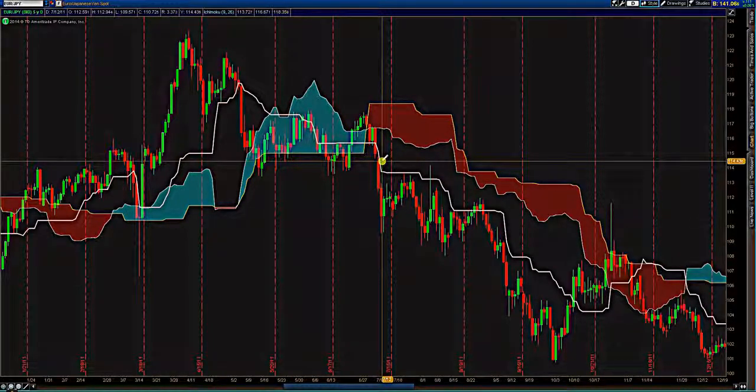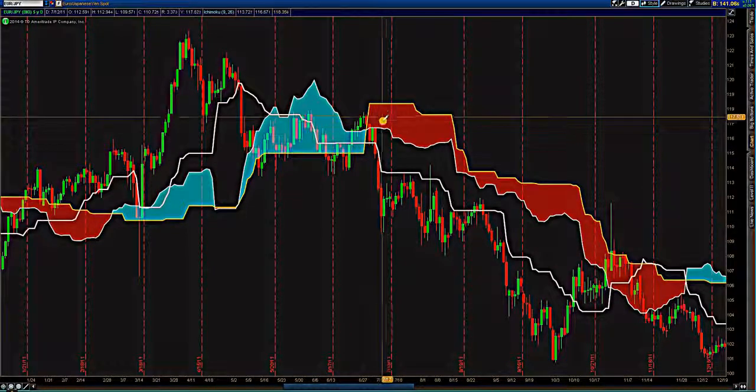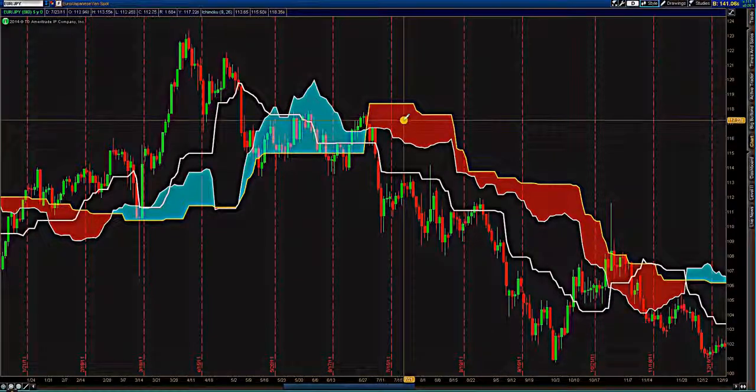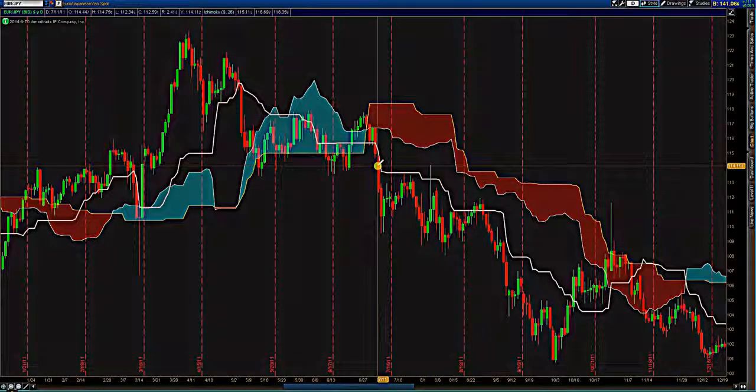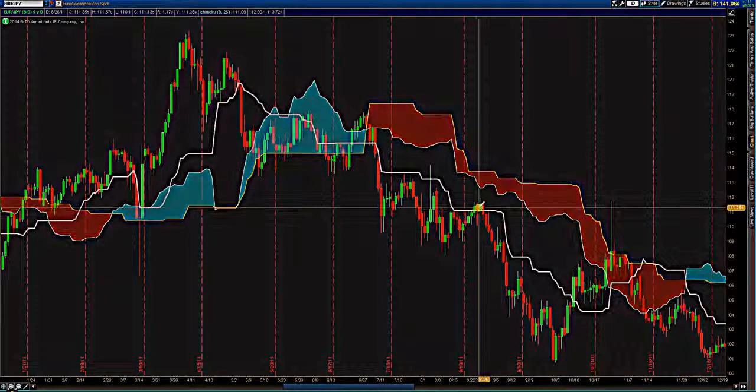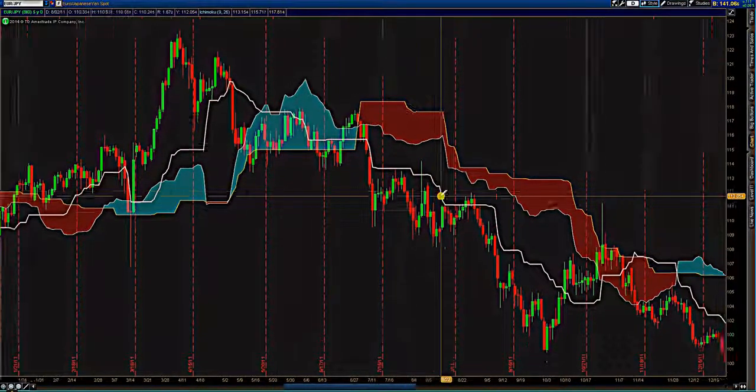We see that the sentiment is bearish. Price is below the cloud, a very thick Kumo, and thick Kumos represent a lot of support and resistance. So we would have got in at 114.44 and got out at 111, 300 pips.